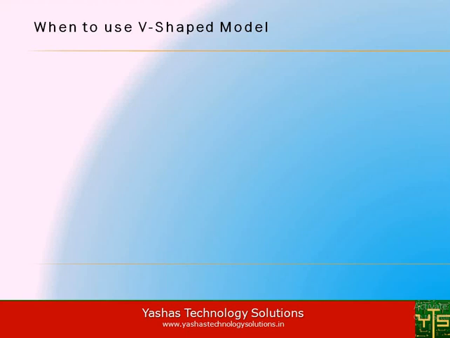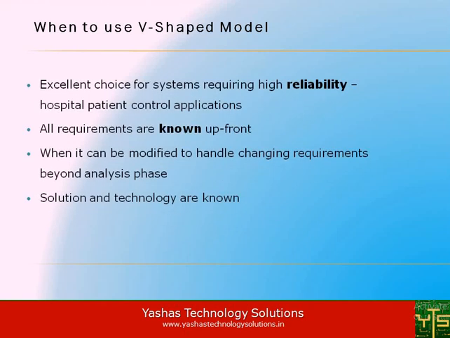So under such circumstances, let us understand when we can use the V-shaped model. The V-shaped model could be an excellent choice for systems requiring high reliability. Such applications could be hospital patient control, when all requirements are known upfront, when it can be modified to handle changing requirements beyond the analysis phase, and when the solution and technology are known.